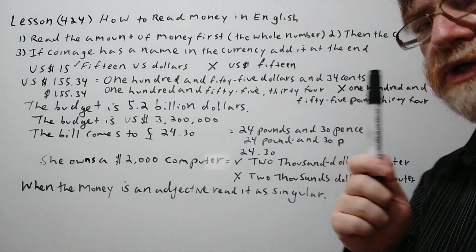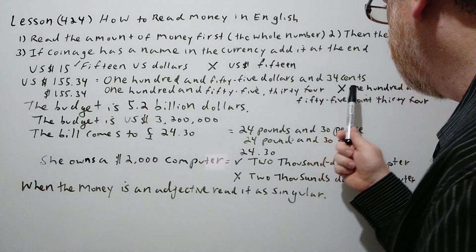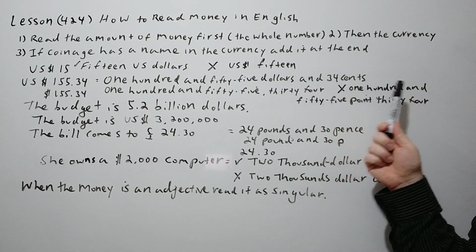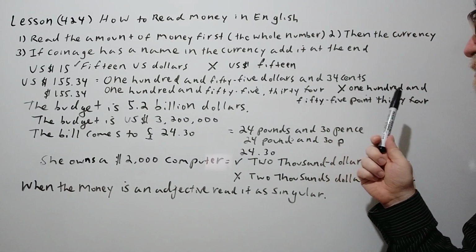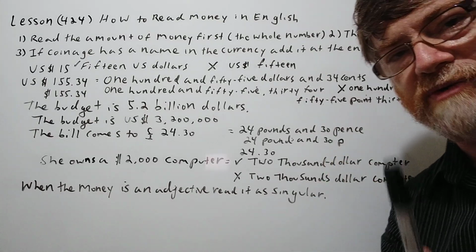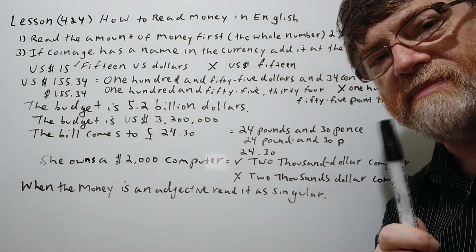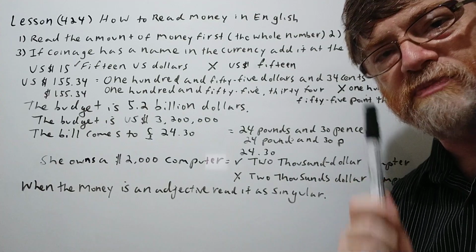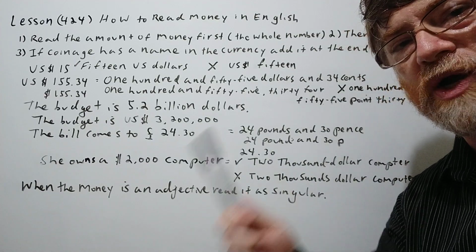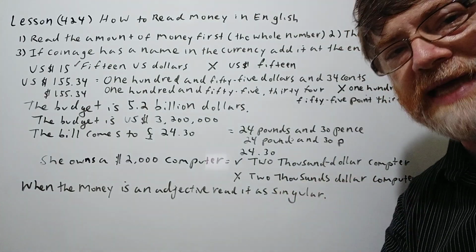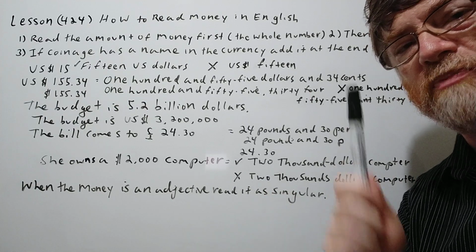Now, what you don't do is you don't do this where it has the X. You don't read it as $155.34 with the word point. Sometimes students make a mistake. They will read the coinage as point. We don't use the word point in coinage. We say cents, 34 cents. We don't say 0.34.